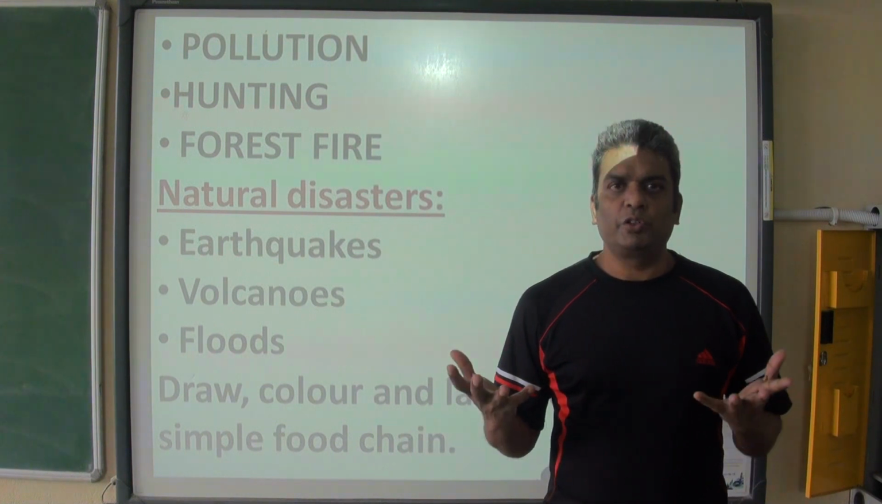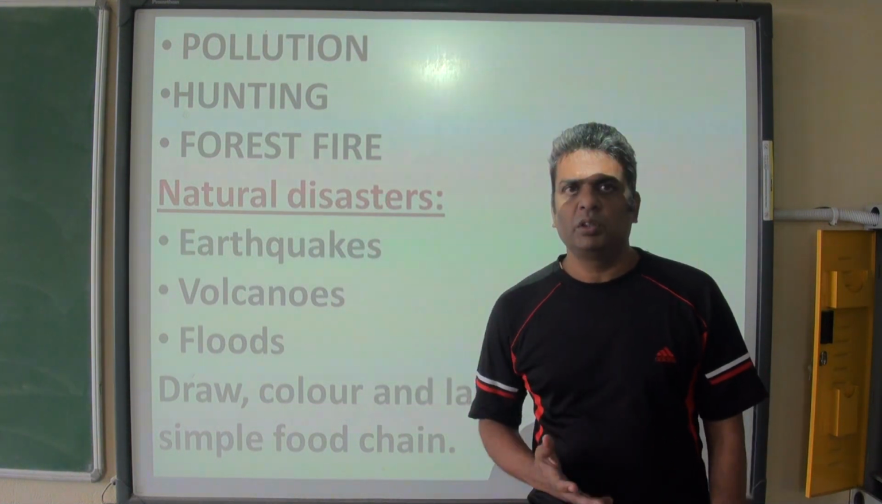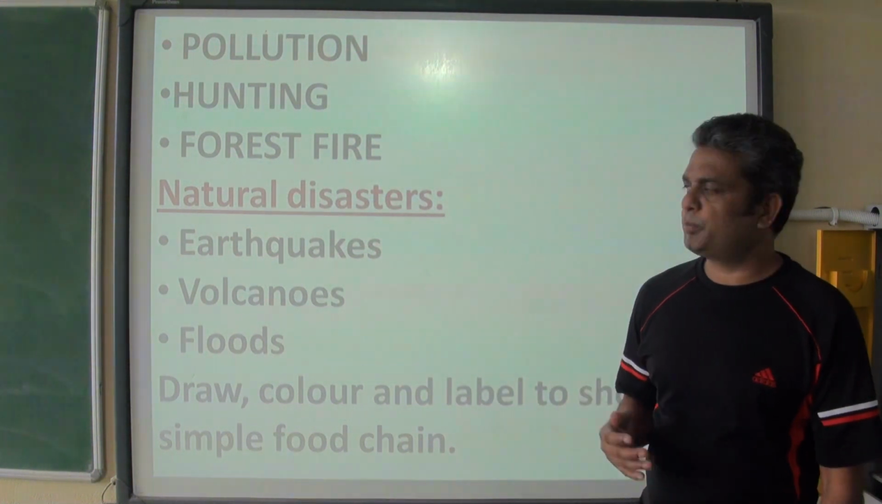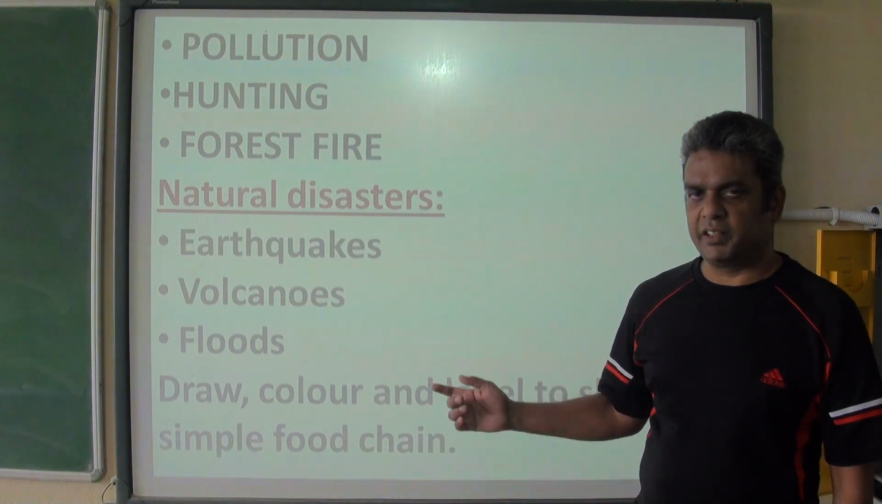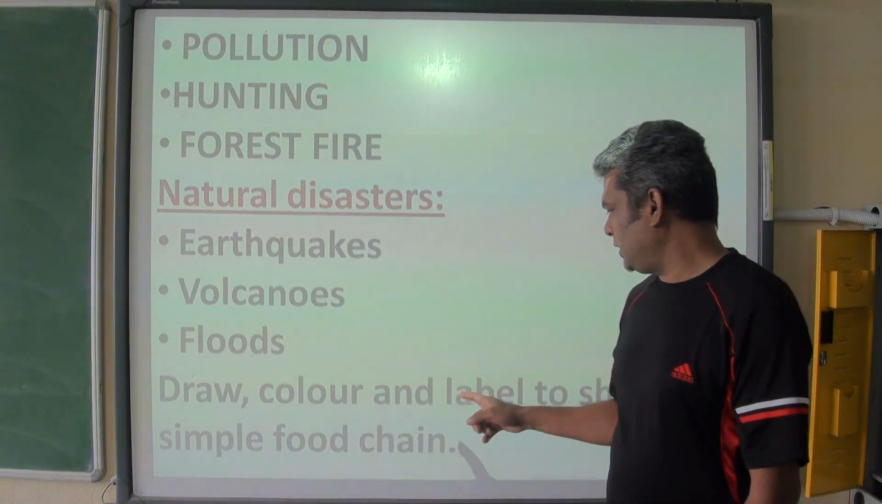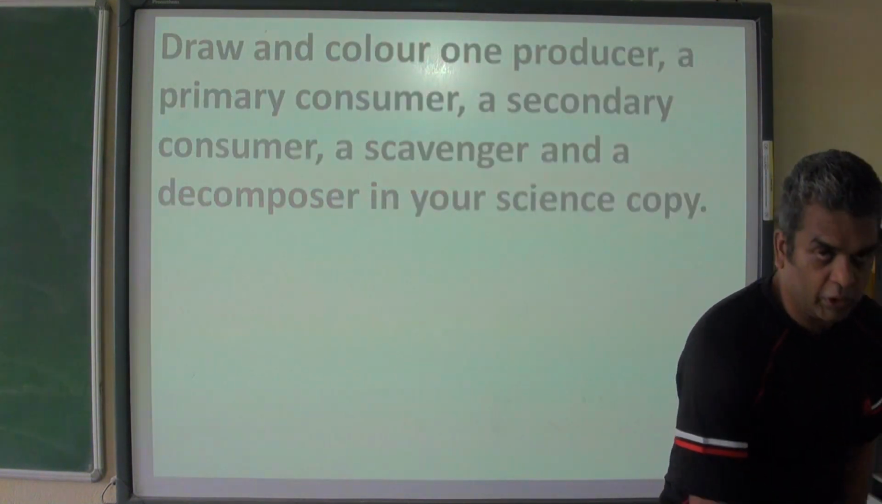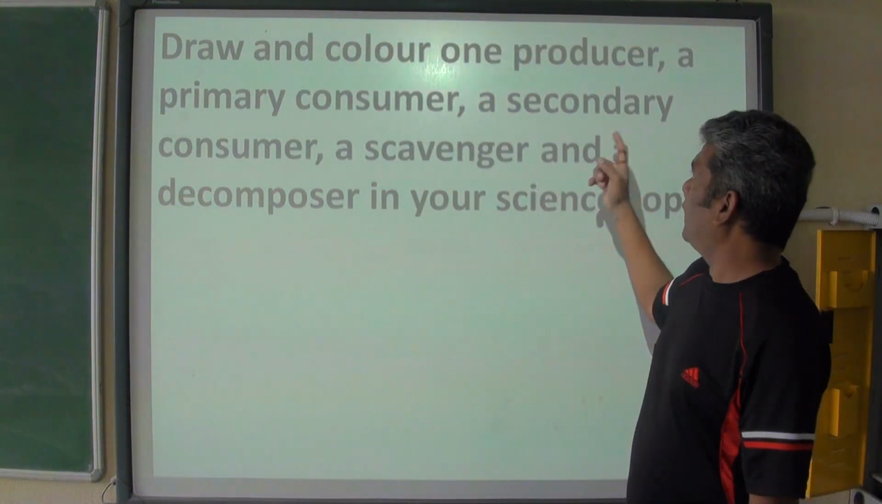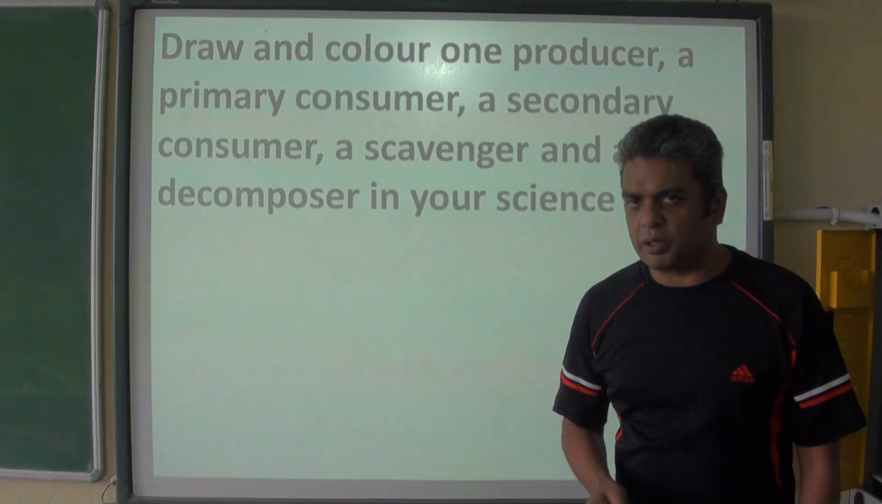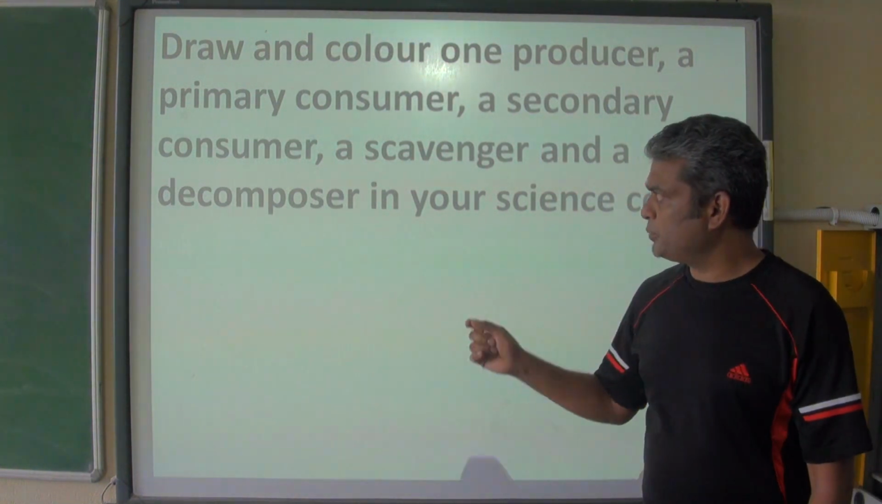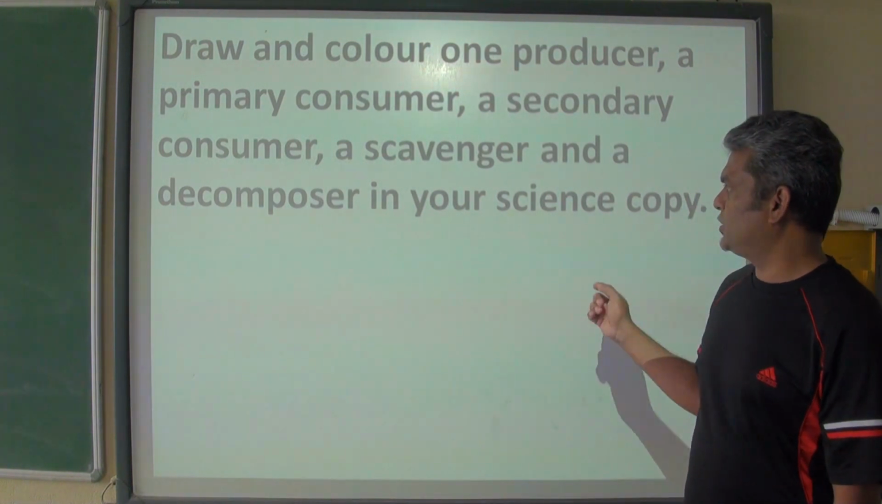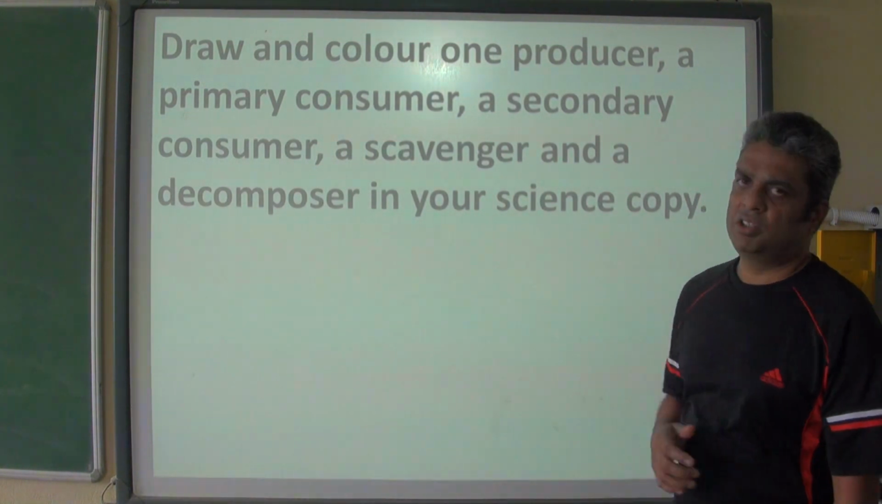So I want you to go through the video again, read the chapter and try to understand it. And then in the end I want you to draw, color and label a simple food chain. What else? Draw and color one producer, a primary consumer, a secondary consumer, a scavenger and a decomposer in your science copy.